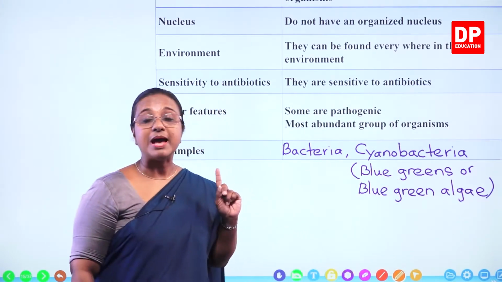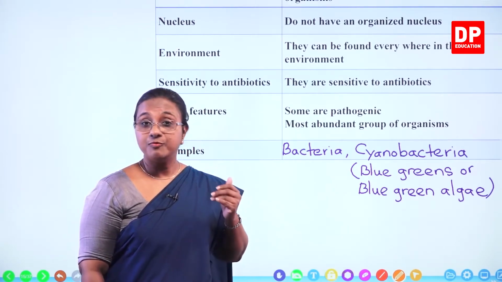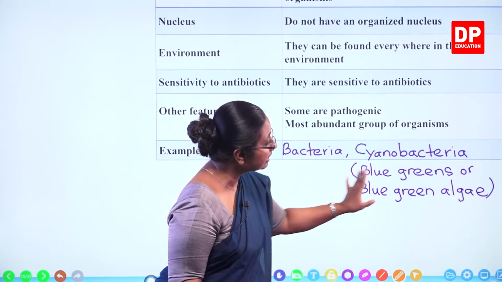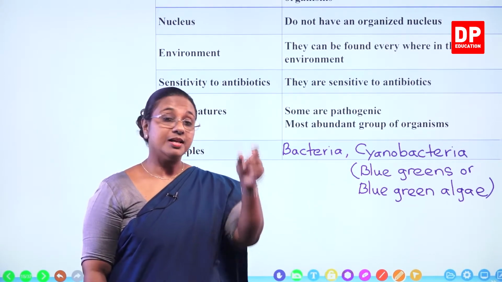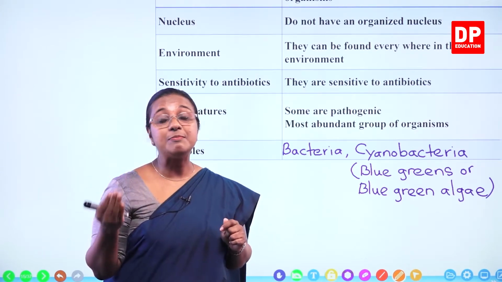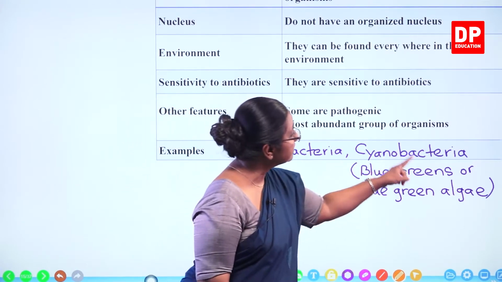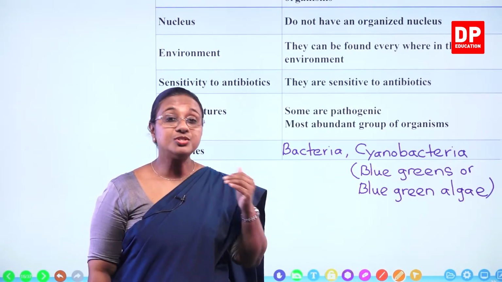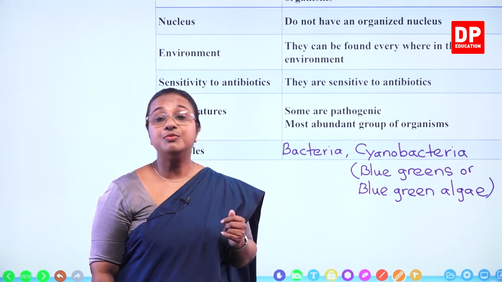You're familiar with bacteria. We have discussed bacteria and uses of bacteria, the harmful effects, so you're familiar with that. But the cyanobacteria, they actually resemble algae. You all can remember the algae Cladophora. That is like a ribbon-like structure, and they have the chlorophyll pigment, so they do photosynthesis. In a similar manner, the cyanobacteria, the blue-greens, resemble algae. They also have green color pigment, chlorophyll, so they can do photosynthesis.